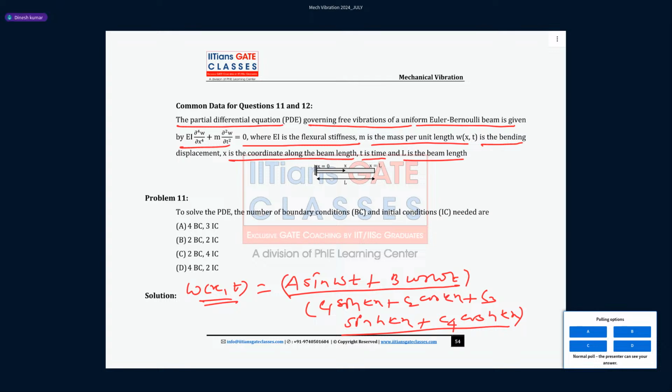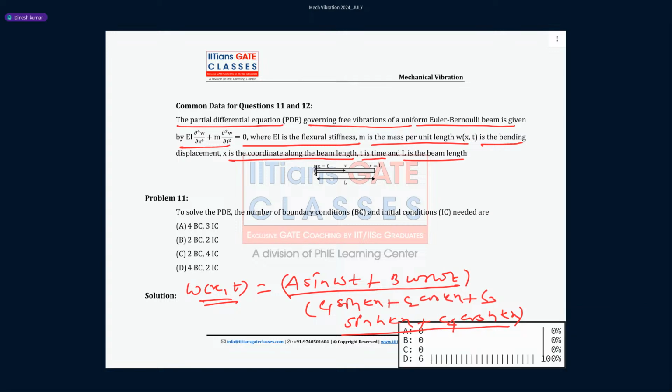Which is the correct answer? D is the correct answer.